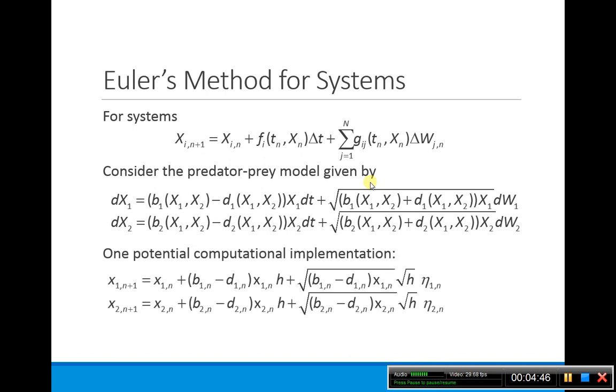So if we're going to approximate numerically what this is, we say our x1 at the next time step is our previous x, plus here this was our f, evaluated at the previous one, times our h. This is our g term, and then our delta W or dW1 is approximated by the square root of h times eta. And similarly for this x2 term.